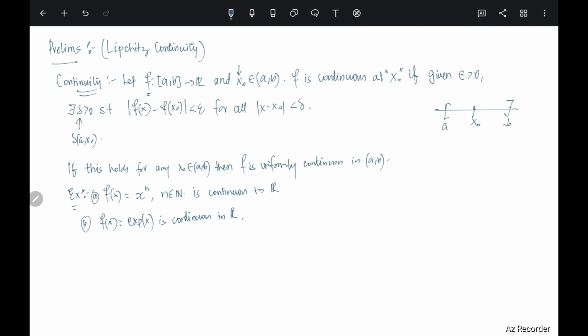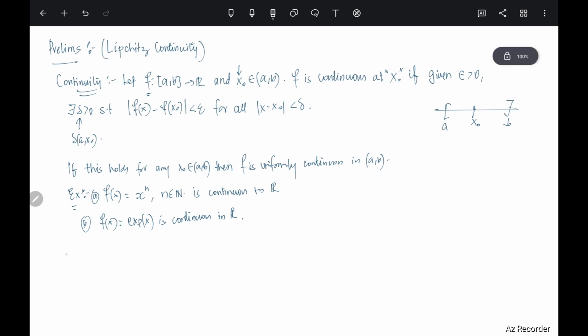But what is missing from continuity is this. Here it is saying that if you are choosing x in a small neighborhood of x0, then f(x) also will lie in a small neighborhood of f(x0). That's what it is saying. But it does not give you a control on the growth of f. So basically what we want is to know how fast f is growing. It's not exactly how fast f is growing, because that will give you differentiability. We need to put some kind of control on f, and that actually gives us a lot of information on f.